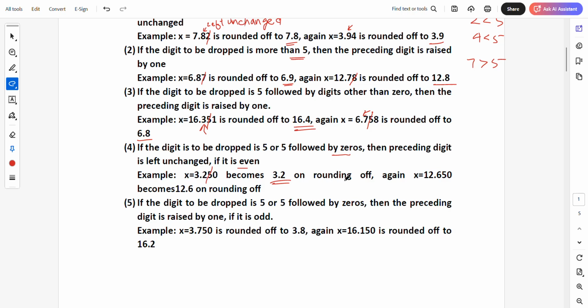Now I'm rounding off again. x is equal to 12.650. You have planned to drop 5. This is even, 6 is an even number. Therefore this will be as it is.